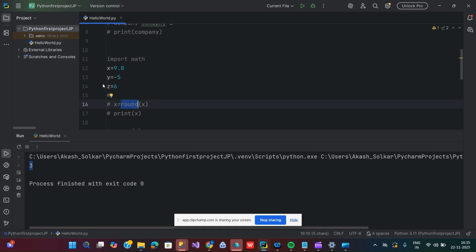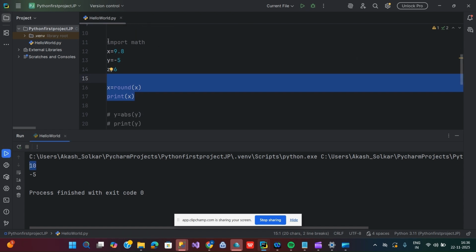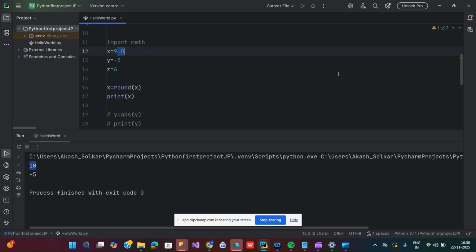What does it do? It converts the decimal or float value into a whole number. In the sense, if the digit value is greater than 0.5, then it will convert to the next number. If the digit value is less than 0.5, it will convert to the minimum number. Like 9.8 is greater than 0.5, so it will convert that number into 10. Let's see. So what the math function is doing, see, it is converting the value into the whole number of the next digit, because the decimal value is greater than 0.5.